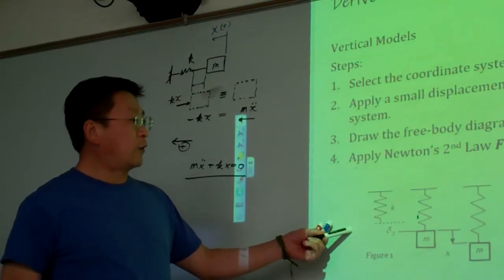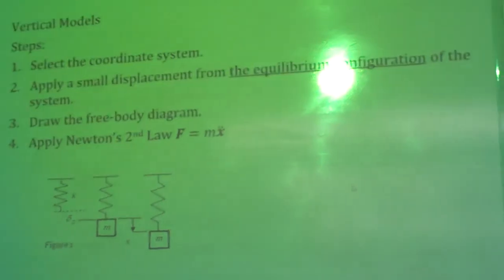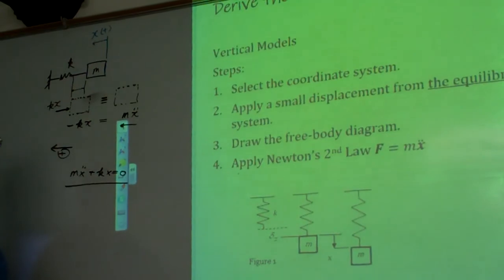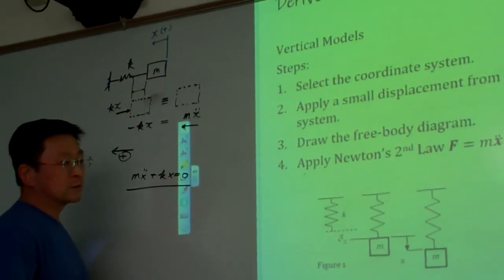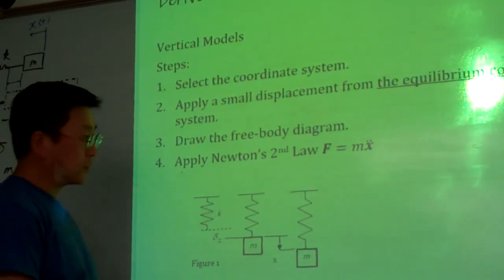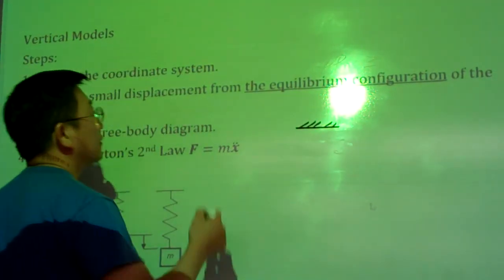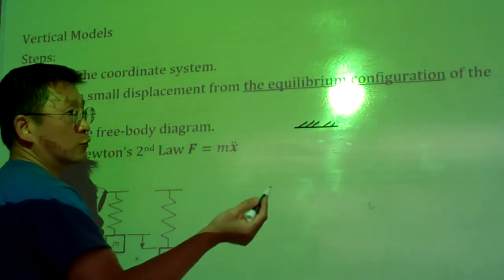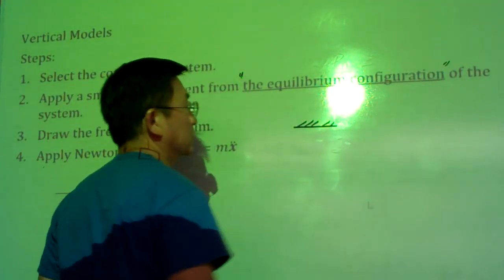In this slide, I want to explain for the first time officially why, in all vibrations, the degree of freedom is taken from the equilibrium configuration. For this slide, the keyword is that all the degrees of freedom are taken or measured from the equilibrium configuration.